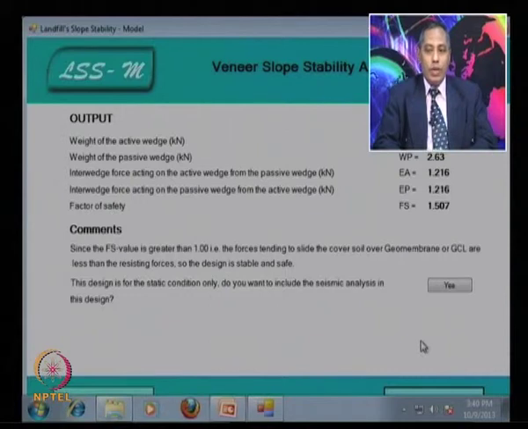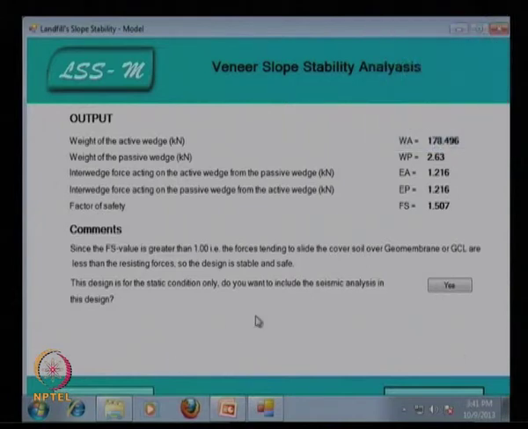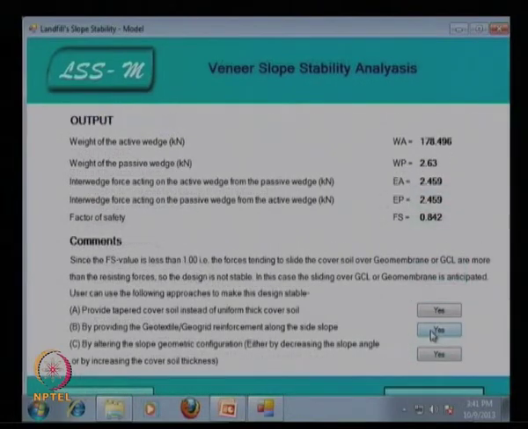So comments, since this factor of safety value is greater than 1, the force tending to slide the cover soil over the geomembrane and geosynthetic clay liner are less than the resisting force, so the design is stable and safe. This design is for the static condition only, but if you want to include the seismic analysis in this design, yes, you can.